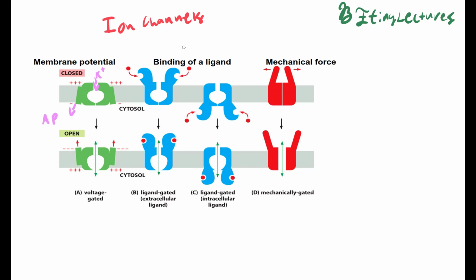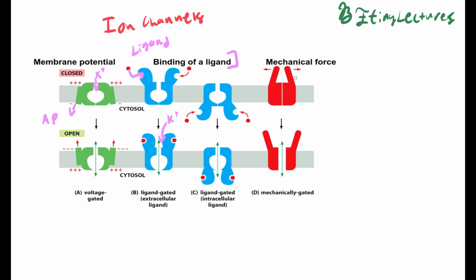Another ion channel is ligand-based. So this is a ligand-based ion channel. Let's say that there is a little ligand, and a ligand is just a molecule that attaches itself to the channel. Whenever the ligand attaches itself to the channel, it actually opens. And when it opens, it allows ions to enter.